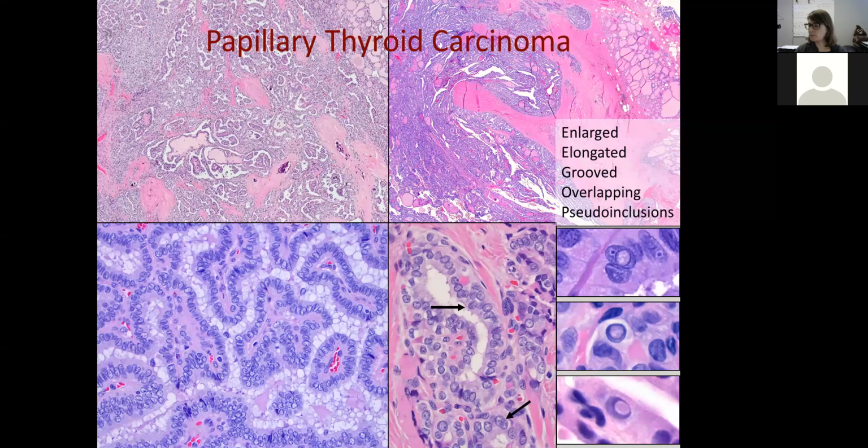So here's an example on low power on the top and higher power on the bottom of papillary, being an infiltrative neoplasm architecturally with both papillae and follicles. Papillae, as you know, are fibrovascular cores with epithelial cells lining them. So here's a papillum cut longitudinally. Here's a papillum cut in cross-section. And those nuclear features that we're looking for, both on cytology and surgical pathology, are nuclear enlargement, elongation, grooving, almost coffee bean shapes, certainly overlapping as seen here, and then those pseudo-inclusions as highlighted in these three right-hand panels.